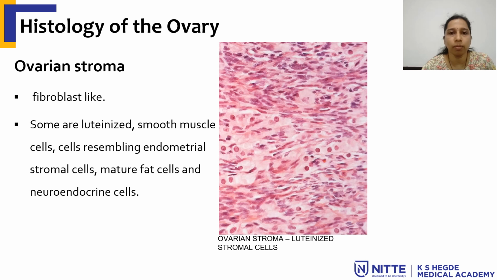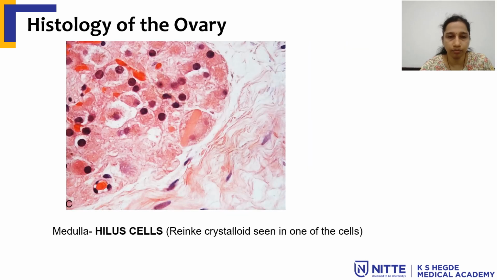So the ovarian stroma has spindle cells which are fibroblast-like. So some of these cells will be luteinized. That means they have more amount of cytoplasm. Some of them will have morphology of the smooth muscle cells. Some will resemble endometrial stromal cells, and also fat cells and neuroendocrine cells.